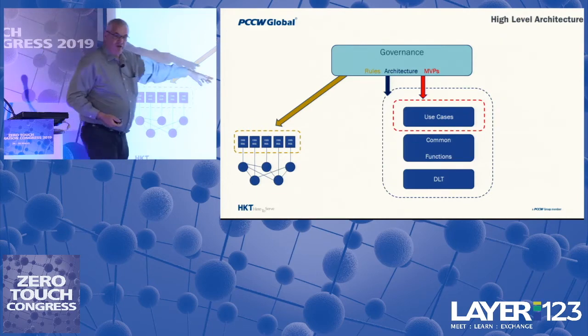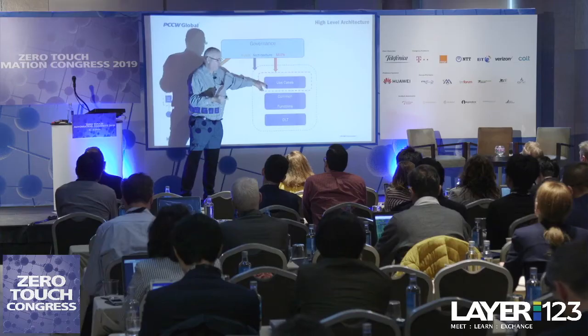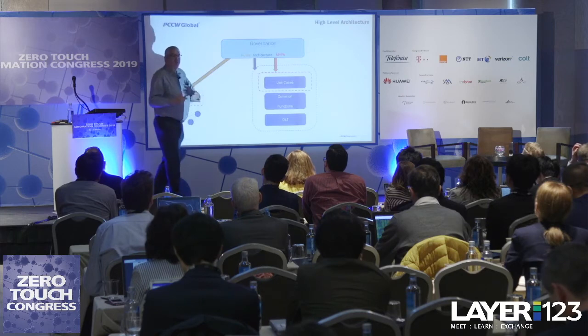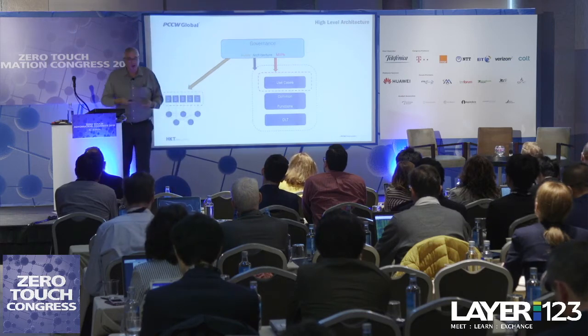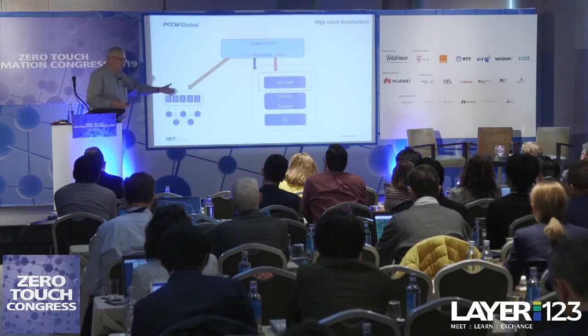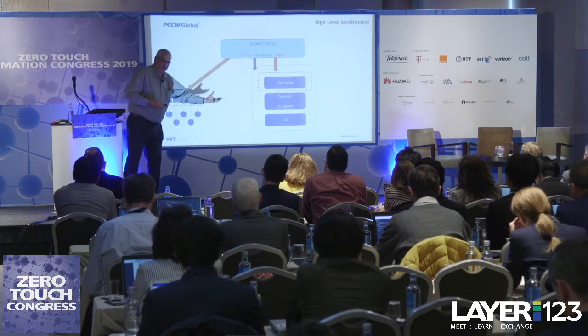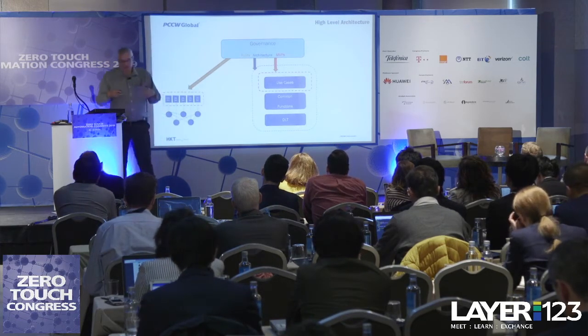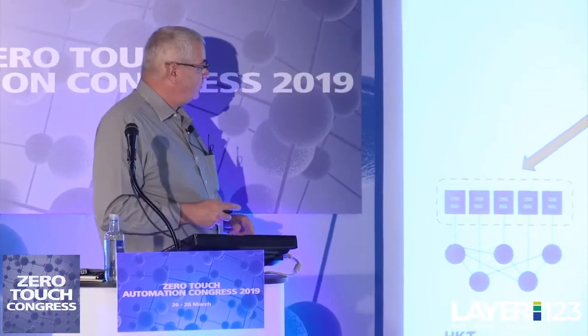But beyond that, we have the use cases. Wholesale voice, data on demand are just 2. We have some common functions, which are things which are common to all use cases, such as identity, payments. And then we have the DLT, the distributed ledger technology, the ledger itself at the bottom. This is kind of like a very, very high-level architecture.